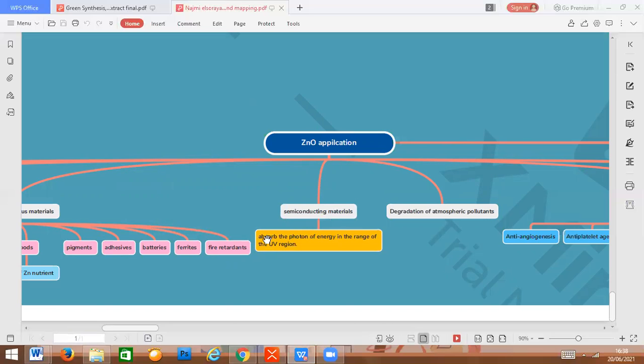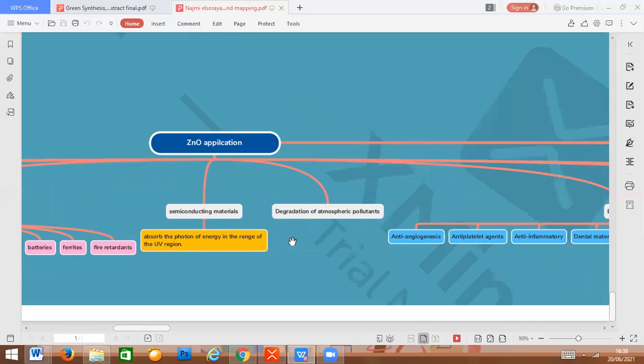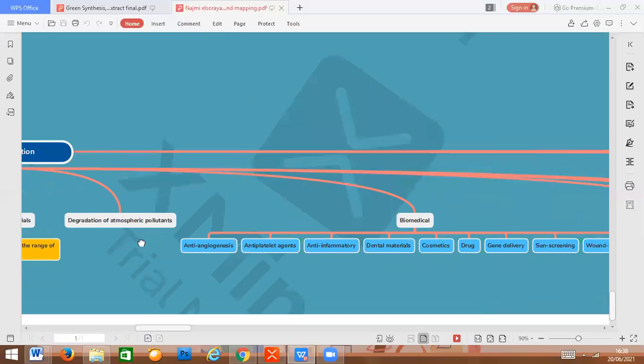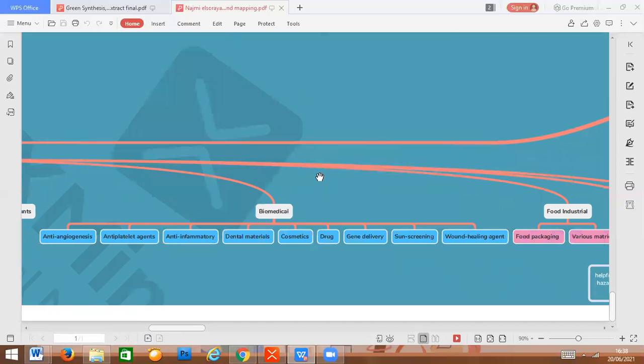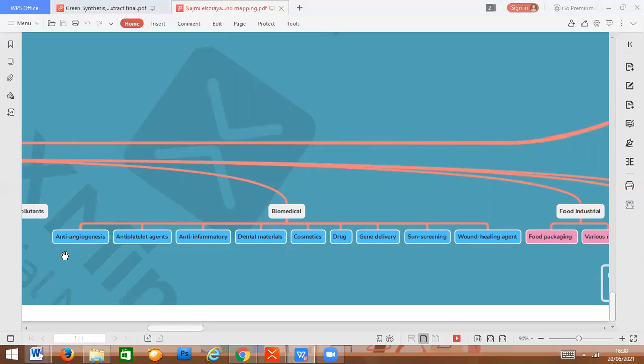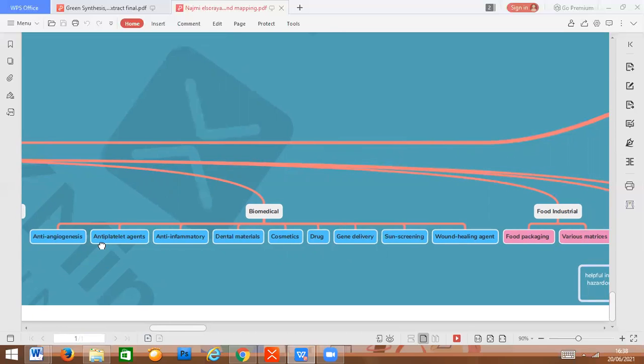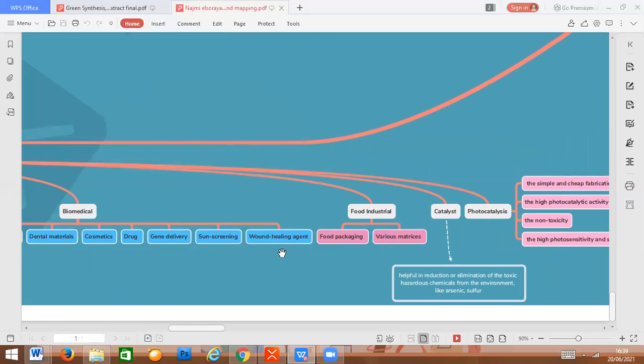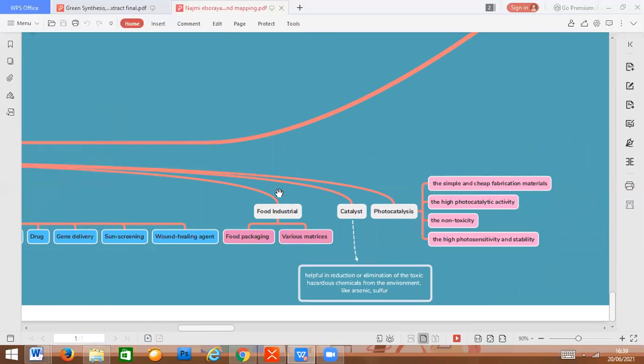It's because they absorb the photon of energy in the range of UV regions, generally. And then degradation of atmospheric pollutants, biomedical, yeah. ZnO nanoparticles have many advantageous applications in our daily life. Biomedical like anti-angiogenesis, anti-platelet agent, anti-inflammatory, dental materials, cosmetic, drug, gene delivery, sunscreening, wound health agent.